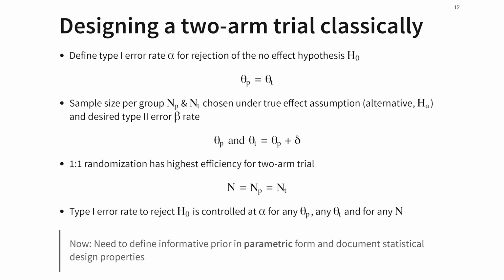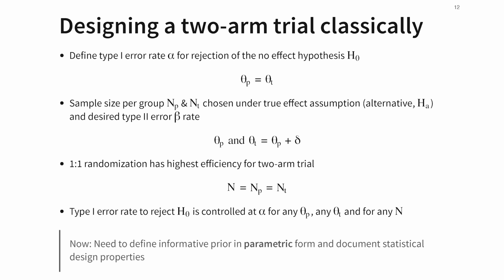And you would quickly find out that the one-to-one randomization ratio would have the highest efficiency for such a two-arm trial. And then in the frequentist framework, which would be the standard way to analyze such data, you are guaranteed that the type 1 error rate to reject the null hypothesis is controlled at any alpha, at any value for theta p, theta t, and for any sample size n. This is what it means to be controlled.